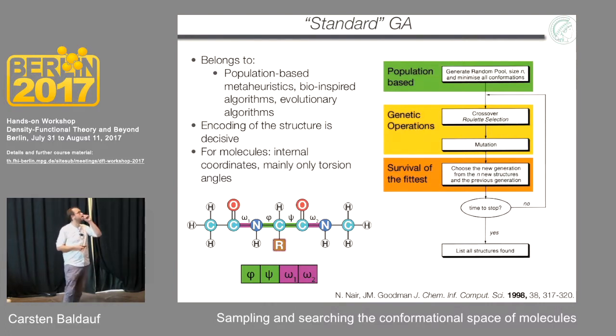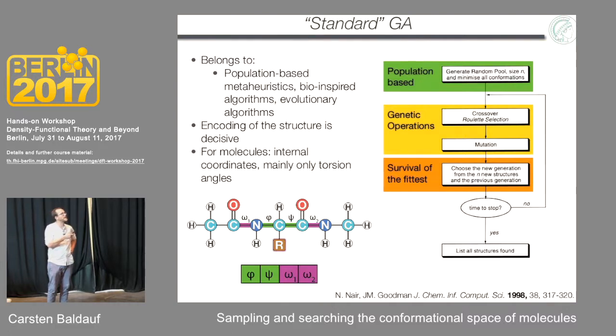So this one can implement in an algorithm for structure search. This is something that Nair and Goodman have done in '98. They start with a random pool of conformers, and then on this they perform these genetic operations. So they make crossing over between individuals, and they make mutations. And then they make this survival of the fittest thing. So it's about Darwinian evolution. Only those are transmitted or brought to the next generation that match a certain criterion, for example, a low enough energy. And then at some point there's the decision if we stop or not.